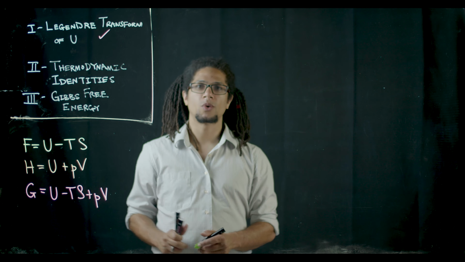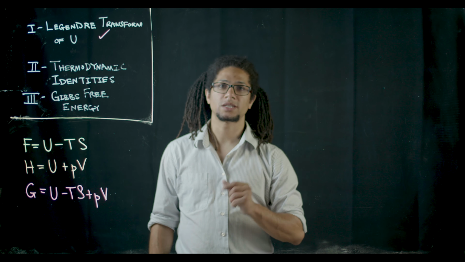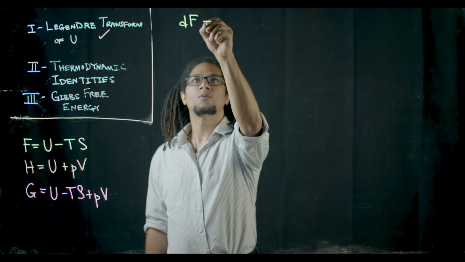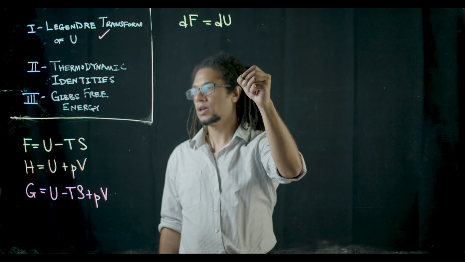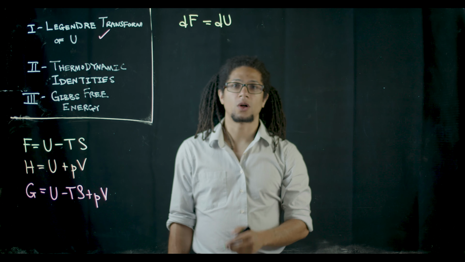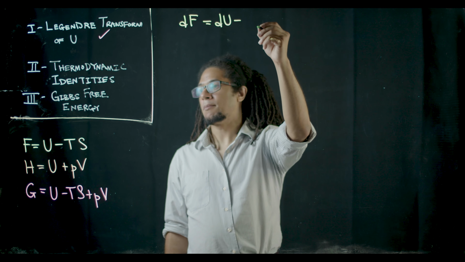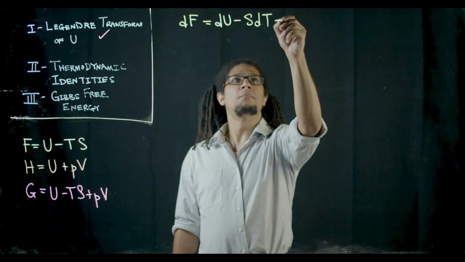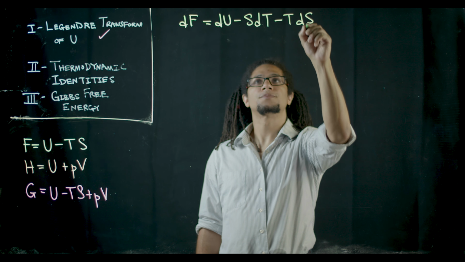So let me take each one of these, and I'm going to act on it by the exterior derivative. So first we get dF, which apparently is equal to dU, and then we'll need to use the Leibniz rule on the second term. So we'll get minus S dT minus T dS.